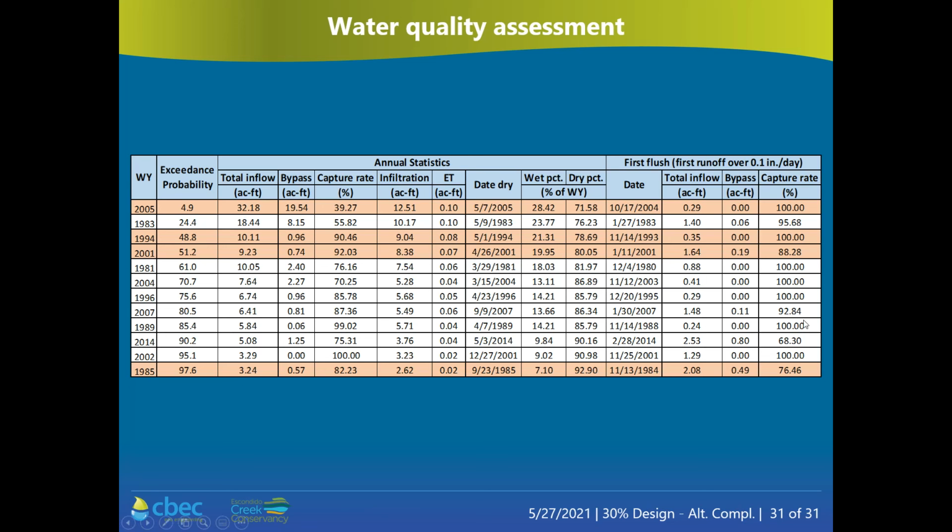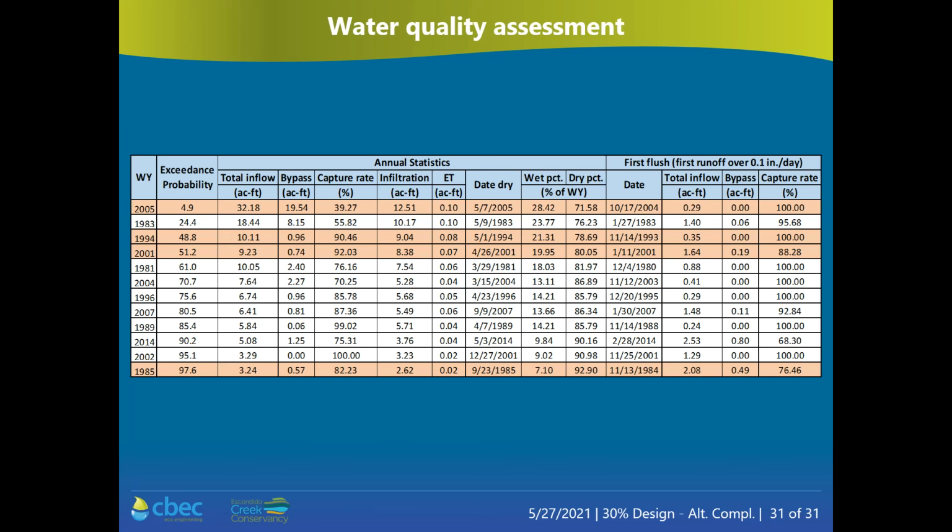And so there's a lot of variability in the capture rate because it really depends not necessarily on how wet the water year was overall with respect to total precipitation, but really on how big each event is. You may have a lot of rain, but if they are all small events, your tank is going to be able to absorb a lot of that water and prevent it from coming into Escondido Creek.